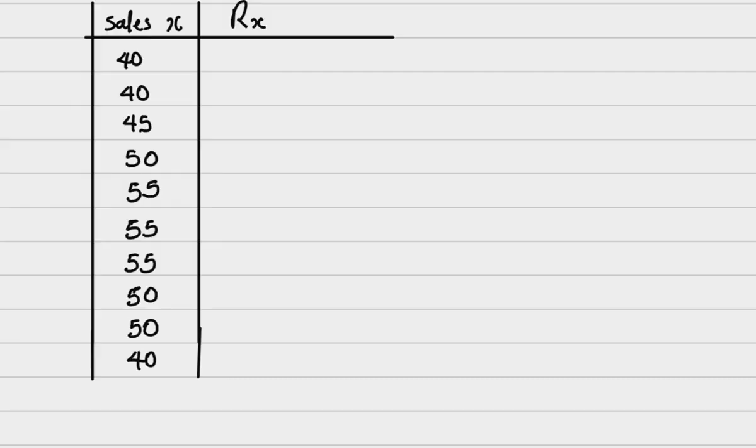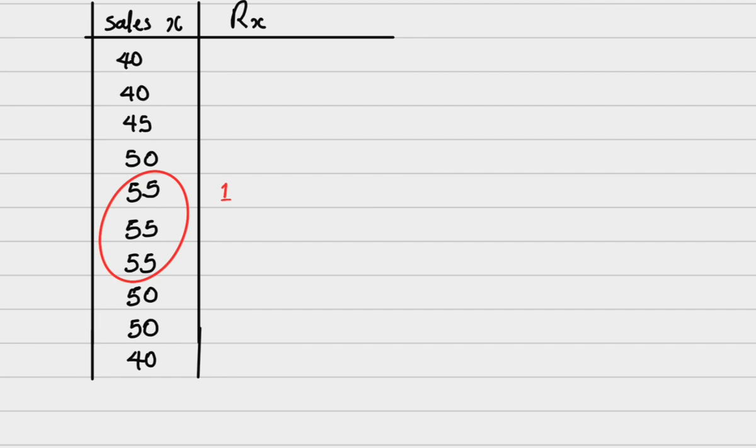Now look at the screen. I'm going to show you how to get Rx. Remember, Rx is the rankings, and that means positions. Now let's start. The highest of this is 55. So normally 55 is supposed to be the first position, but we have three 55s here. Now look at them. You can see them. Three of them. What does that mean?